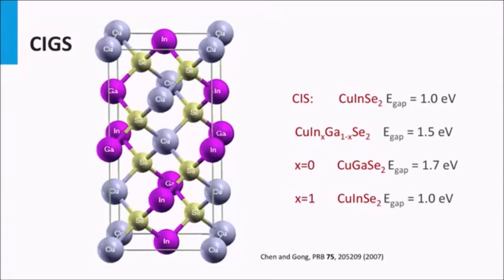It means that using the gallium-indium ratio X, the band gap can be tuned from copper-gallium selenide at 1.7 electron volt at X is 0, down to 1 electron volt for X is 1.